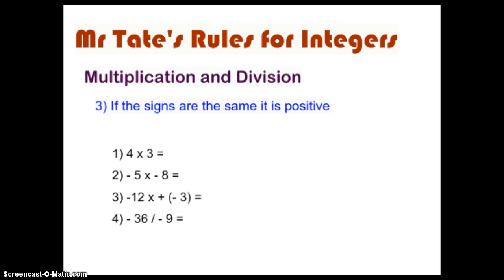4 times 3, that is a positive 4 and a positive 3. So that means that the signs are the same. They're both positive, so we get a positive 12. On number 2, we have a negative 5 times a negative 8.